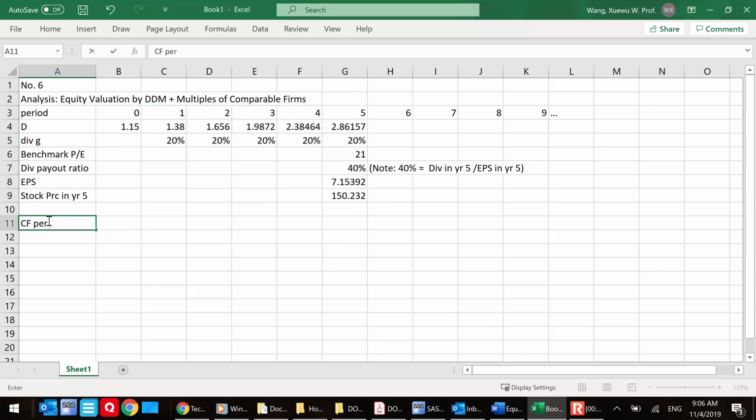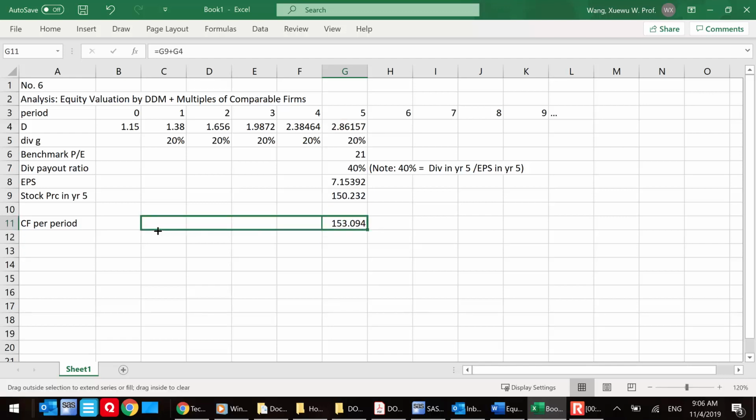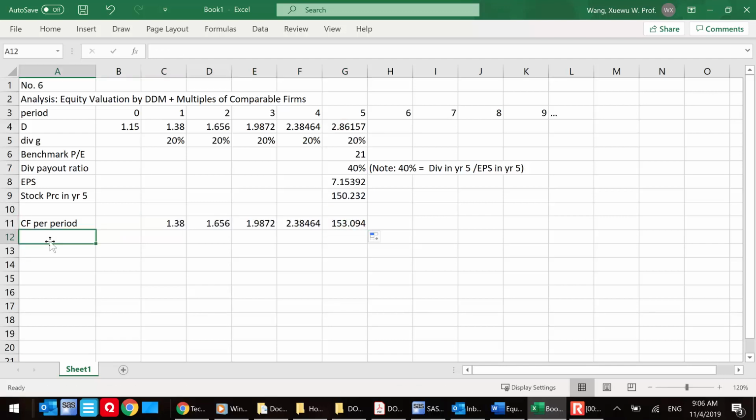Let's look at the cash flow per period to this investor. This is going to be the stock price in year 5. This is like the par value, or the resale price, plus the dividend. So that is the cash flow in year 5. Let me copy to the left.